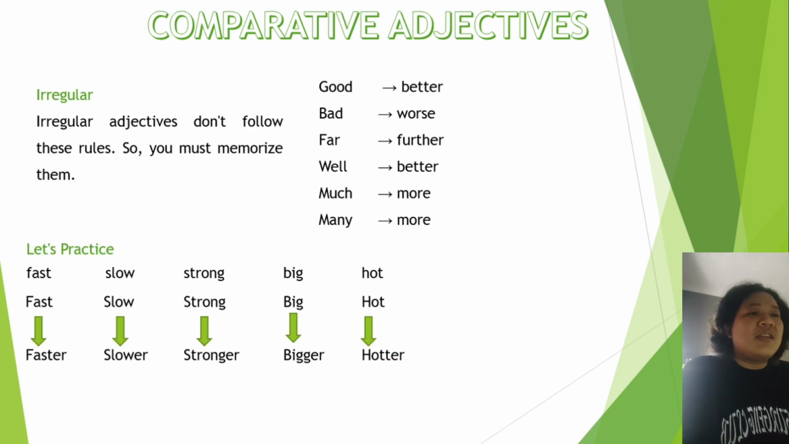Irregular adjectives don't follow these rules, so you must memorize them. Good to better, bad to worse, far to further, well to better, much to more, many to more. Let's practice. Fast, fast to faster. Slow, slow to slower. Strong, strong to stronger. Big to bigger. Hot to hotter.